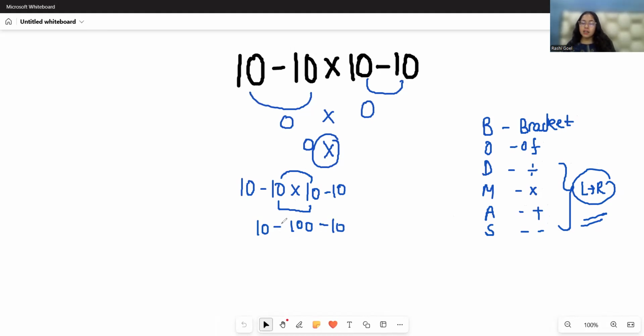Now there is a single sign, that is subtraction, throughout the expression. So we will solve it from left to right. So 10 minus 100 is minus 90, minus 10, and minus minus is plus. So it's negative 100. So what is the correct answer? Negative 100, not 0.